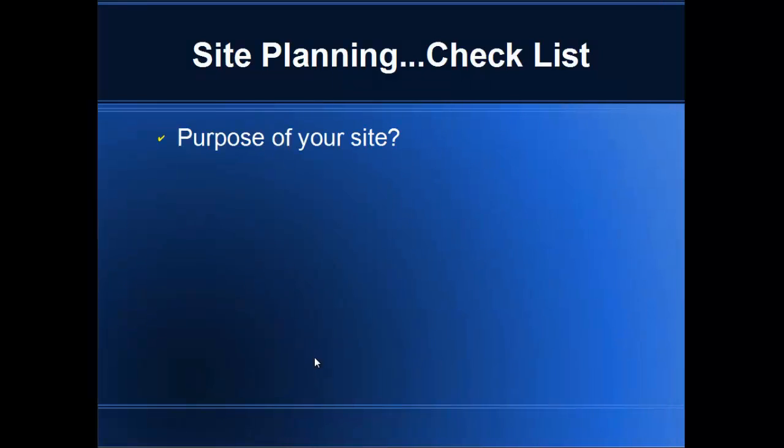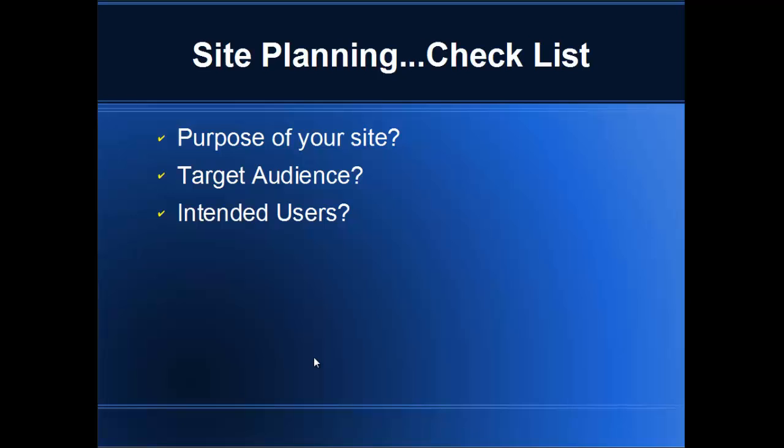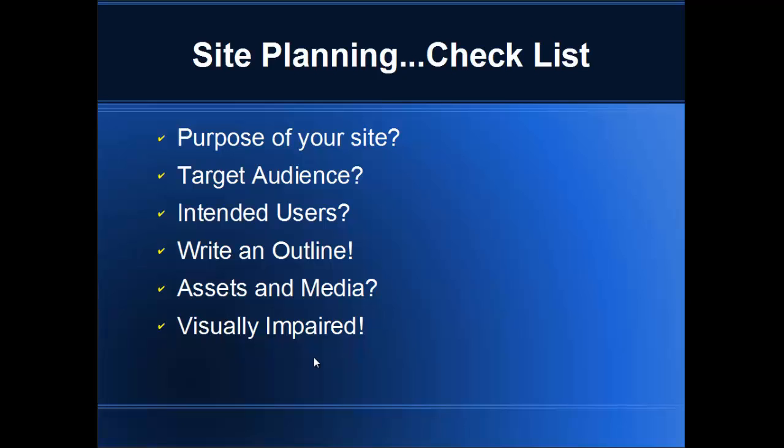Let's look at our site checklist. Purpose of our website, our target audience, our intended users, and again, we have to write that outline out. Just review all this. Assets and media, anybody visually impaired, file management.